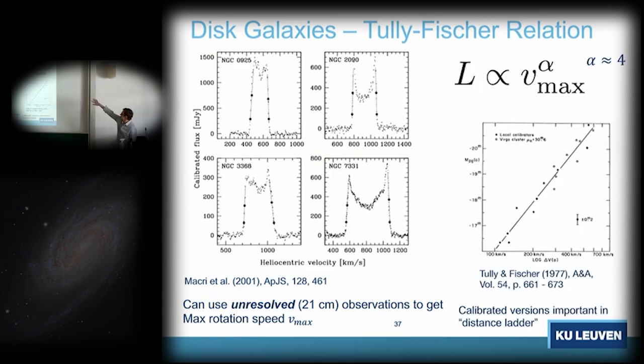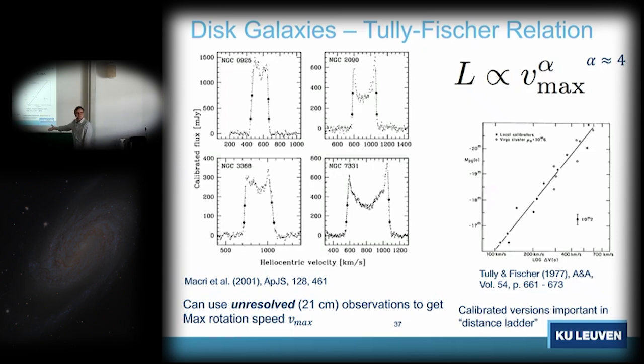All right, here is the empirical Tully-Fisher relation, where they discovered that if you put this in magnitudes or in luminosities, then you follow an empirical law, which is a power law in the rotational speed, where the power index is on the order of 4. Now, if you can calibrate this, then you get a distance ladder.